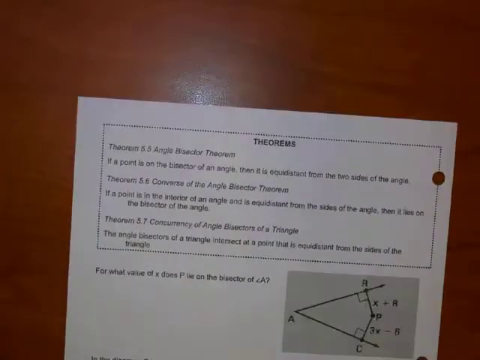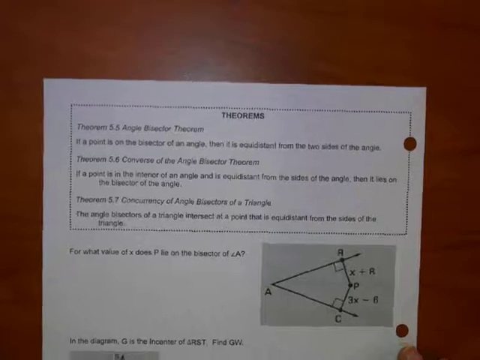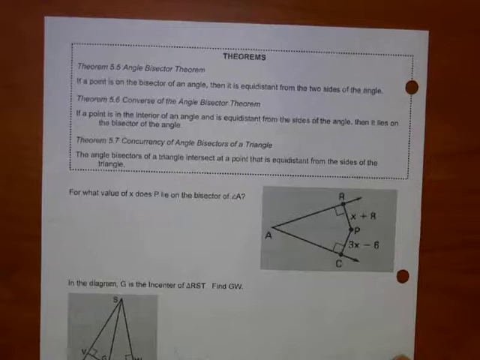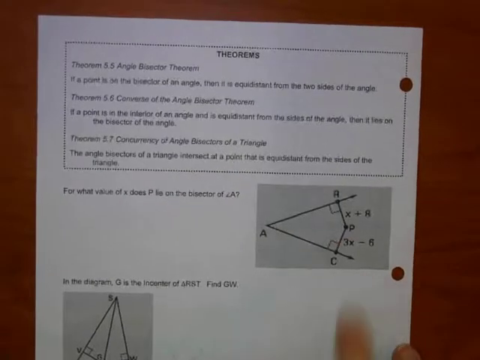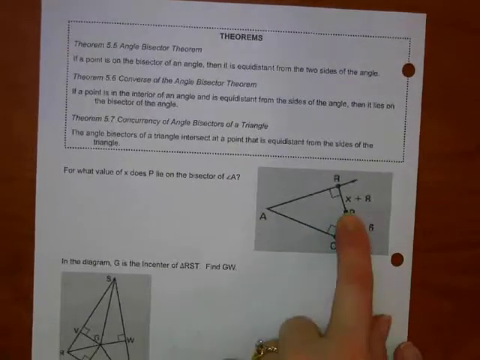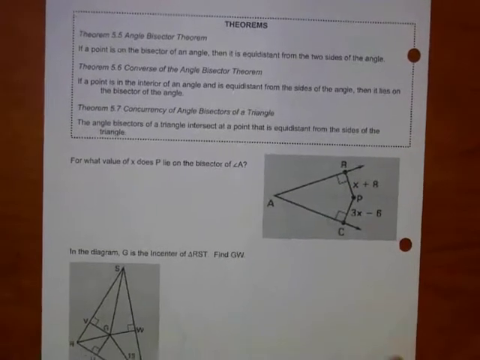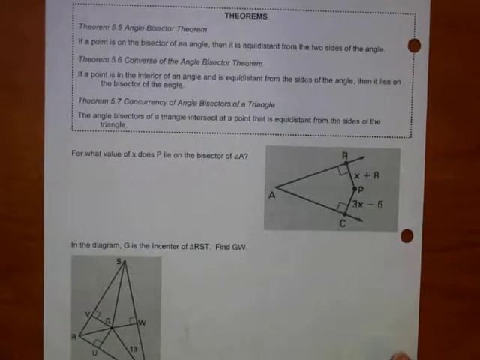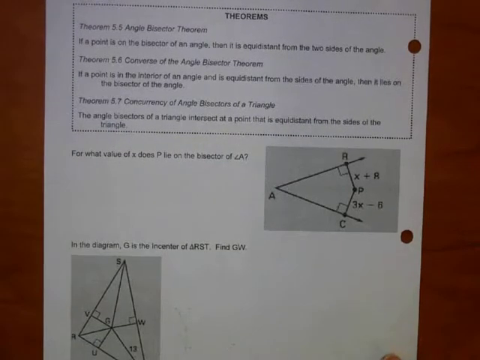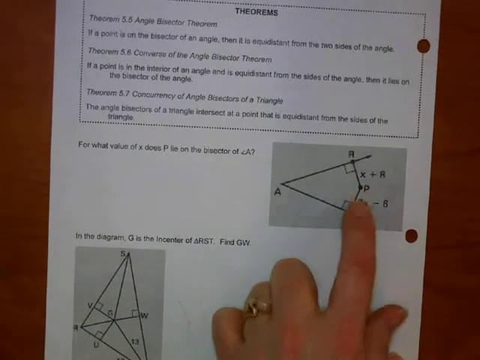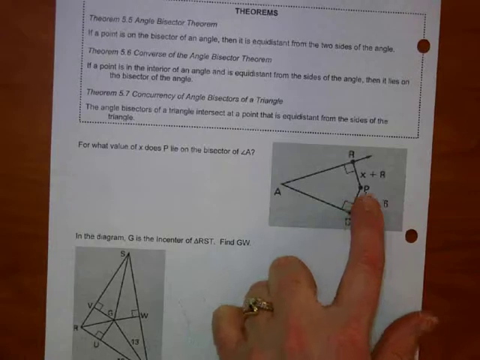All right, some more theorems here. You don't necessarily need to remember the numbers, you just have to remember the ideas. If a point is on the bisector of an angle, then it is equidistant from the two sides of the angle. So right here in this picture, this point is on the bisector. It's equidistant. Converse of the angle bisector: if a point is in the interior of an angle and is equidistant from the sides of the angle, so here's a point on the interior, and it's equidistant, then it lies on the bisector.